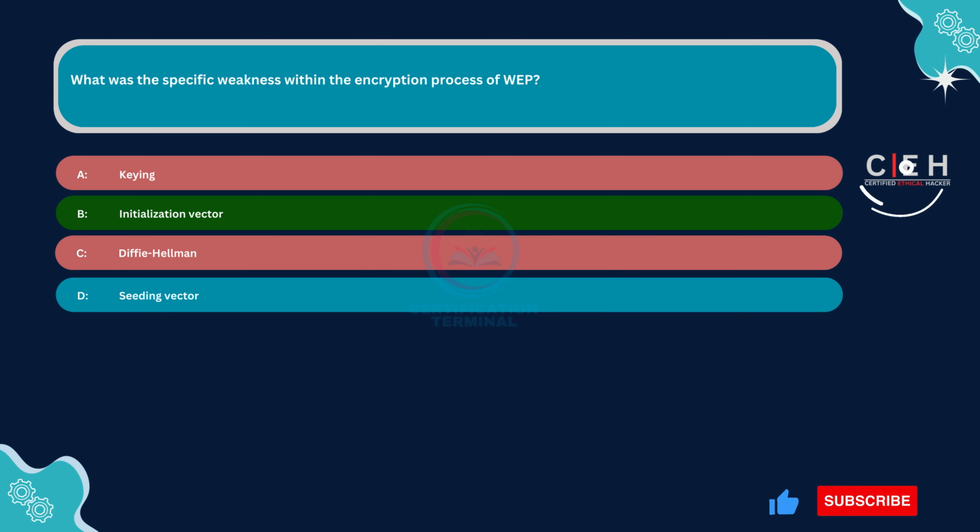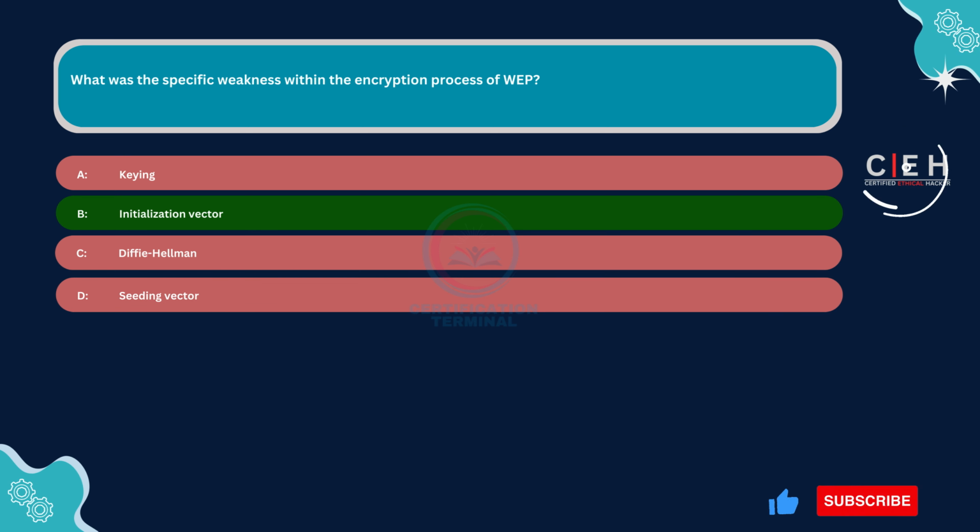Option C, Diffie-Hellman, is incorrect. Diffie-Hellman is a key exchange algorithm used to securely establish a shared secret between two parties over an insecure channel. While it's an important cryptographic concept, it's not directly related to the weakness in wired equivalent privacy's encryption process.